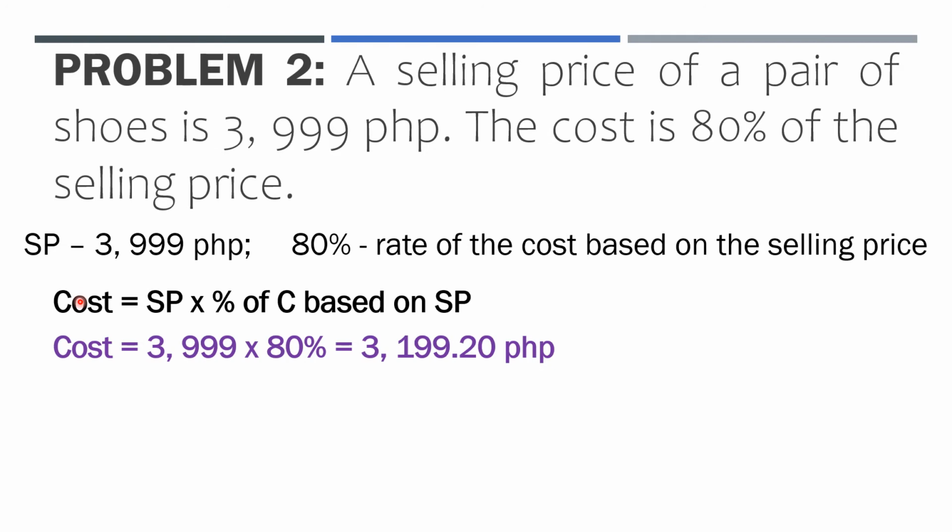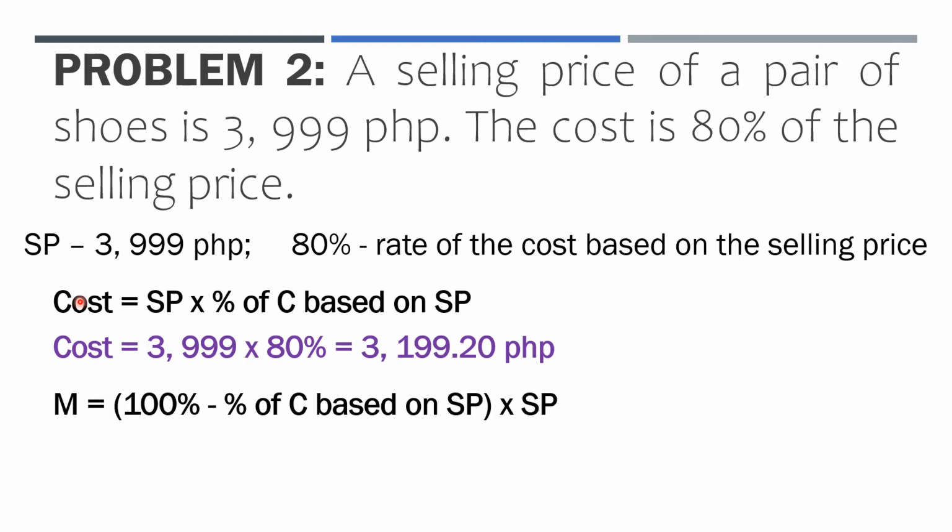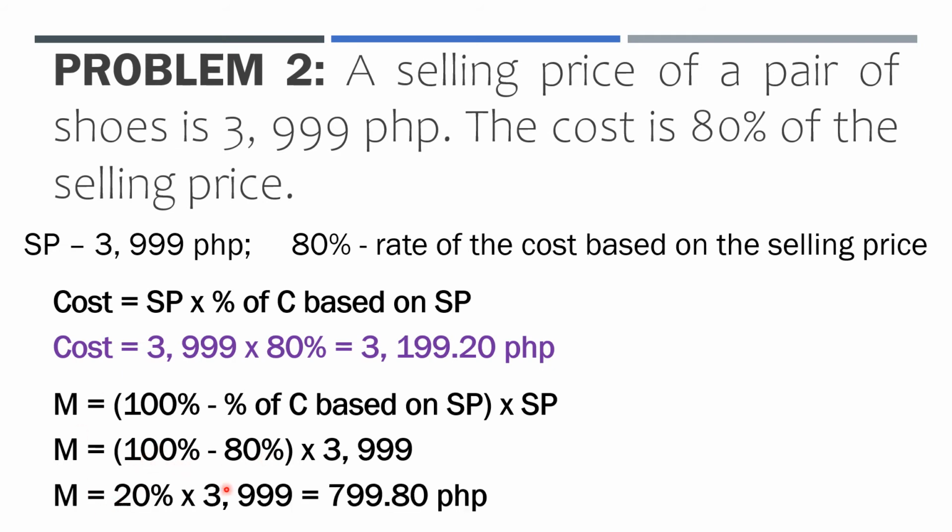And for us to know how much is the markup being added, here is the formula I am using. M, capital letter M, stands for the markup. So, quantity 100% minus rate of cost based on the selling price, times the selling price. And then substitute the given. So, we have quantity 100% minus 80% times 3,999 pesos. Then, let's subtract 100% minus 80%. That is 20% times 3,999. The answer is 799 pesos and 80 centavos.